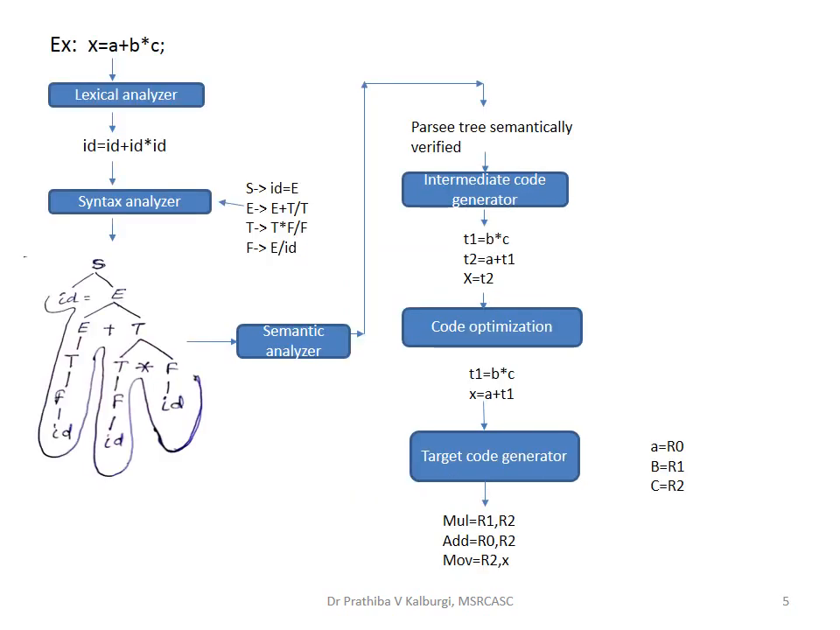Now coming to the source program, that is nothing but an example. Here we have x is equal to a plus b into c. This source program is given to the lexical analyzer. This lexical analyzer accepts the input and converts it into tokens.